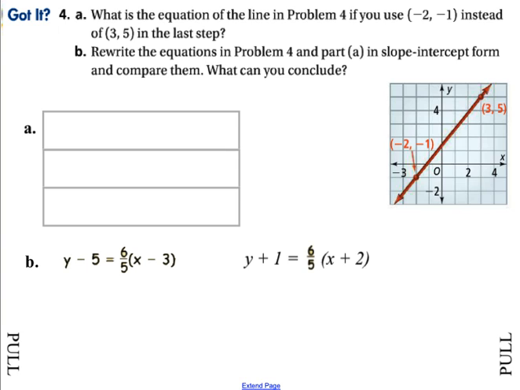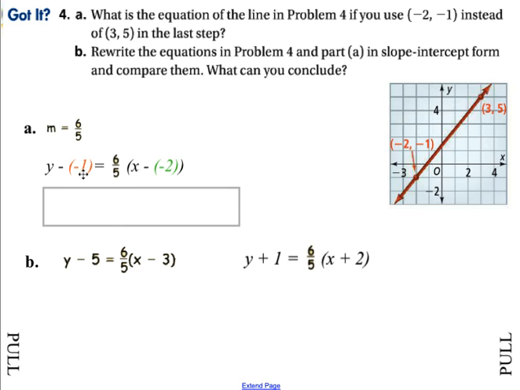What is the equation of the line in problem 4? That's the one from the last slide. If we go ahead and use the -2, -1 instead of the 3, 5 point, and then for part B, we'll rewrite the equations in slope-intercept form and compare them and see what we can conclude from that. So for part A, what's the equation if we use the other point? Well, it turns out the slope is the same. We can start from that point. If we use the point -2, -1, we end up with this form.